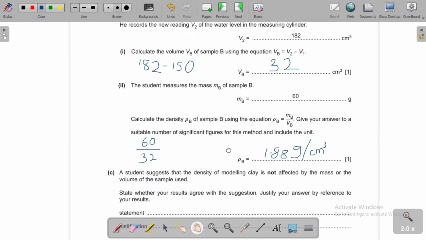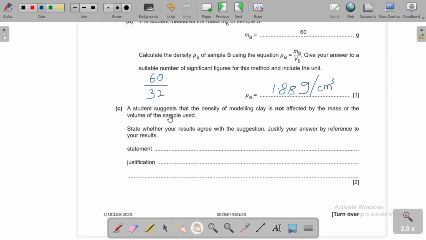Okay, let's move ahead. A student suggests that the density of a modeling clay is not affected by the mass or the volume of the sample used. State whether your results agree with this suggestion. Justify your answer by reference to your results. Okay, let's see whether what the student said was right. The student suggested that the density is not affected by the mass or the volume of the material. Let's look at our results.